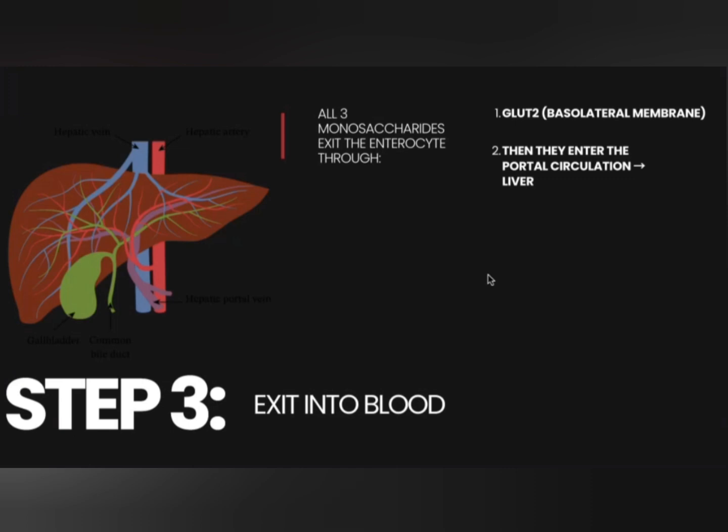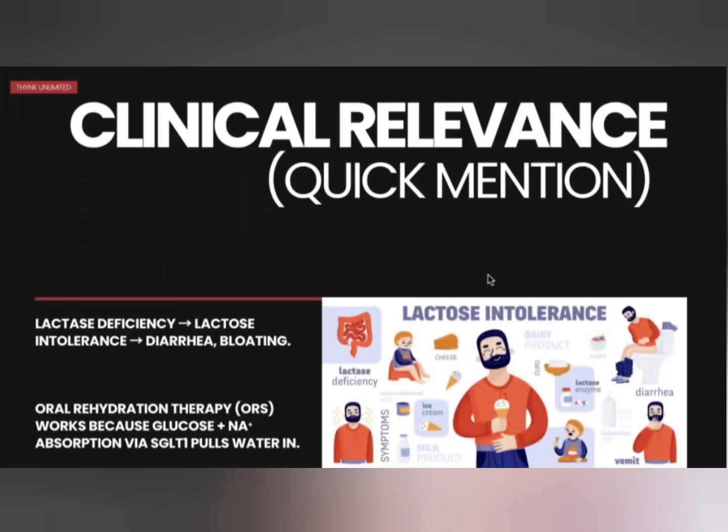After entering the intestinal cell, all three monosaccharides exit into the bloodstream through GLUT2 on the basolateral membrane and then travel via the portal vein to the liver. Clinically, one important example is lactase deficiency, which causes lactose intolerance and leads to symptoms like bloating and diarrhea. Also, oral rehydration salts work well because glucose absorption through SGLT1 helps pull sodium and water back into the body.